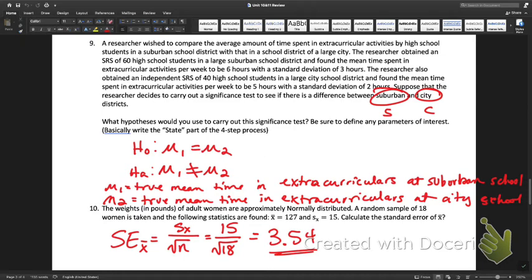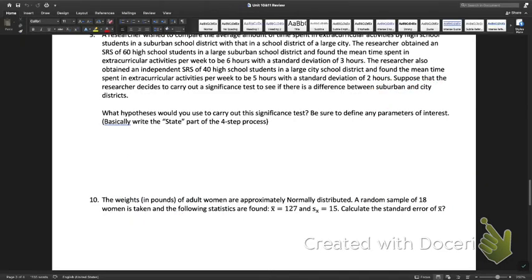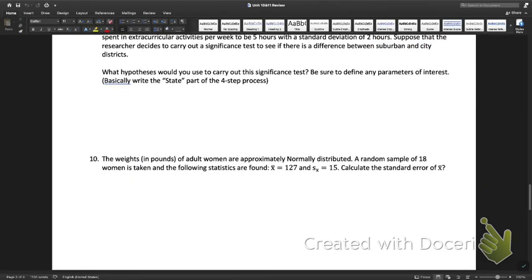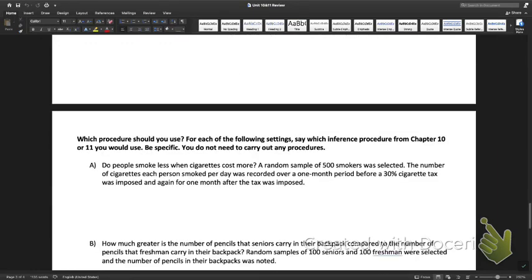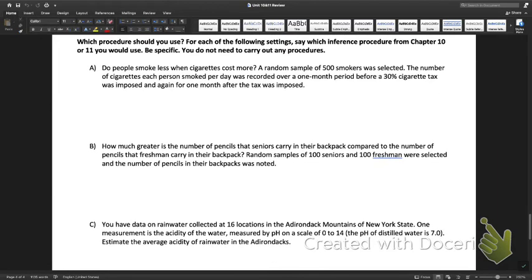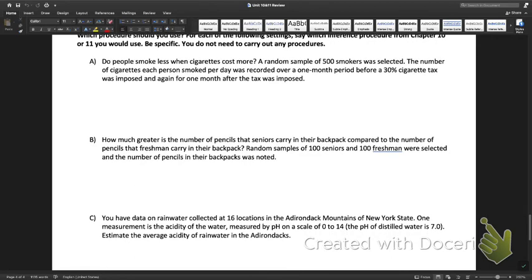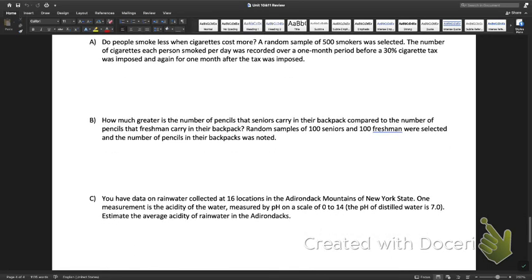All right, our final section here, we are going to find what procedure we would use for each of these. So which procedure would we use for each of these? We're going to be specific. We don't have to carry out the test. We're just going to find what procedure. All right, so first one.